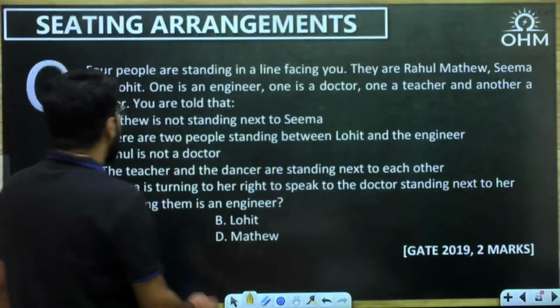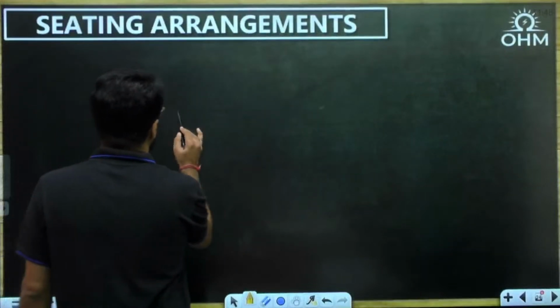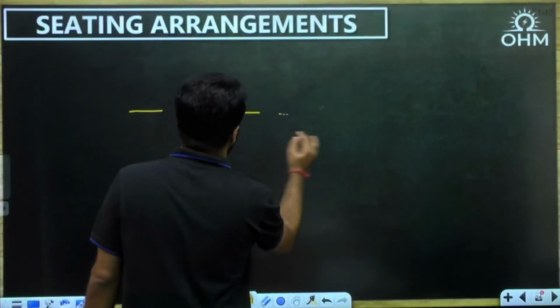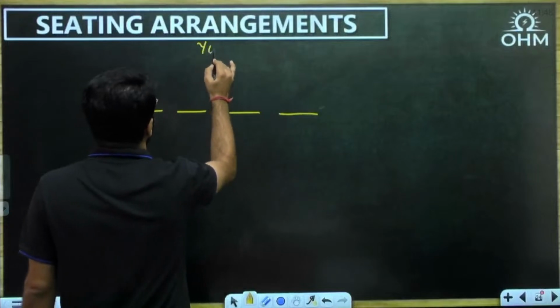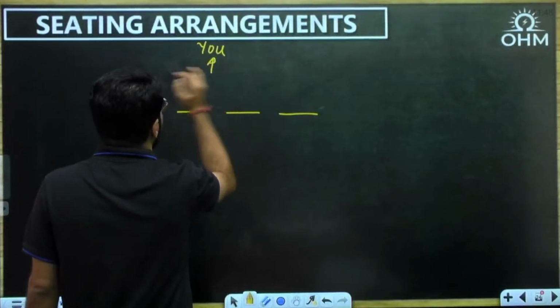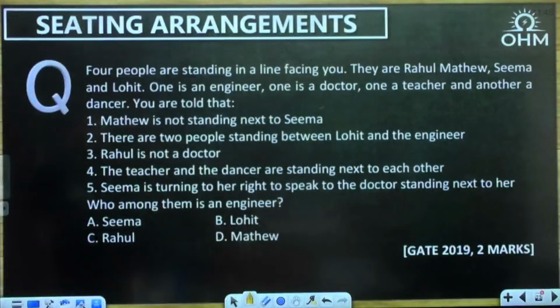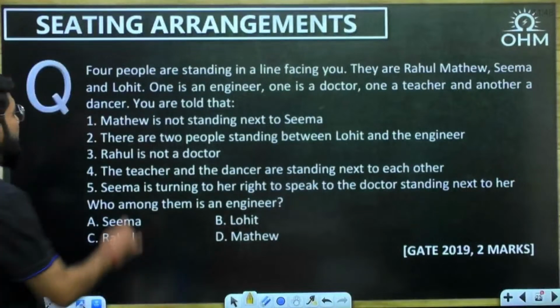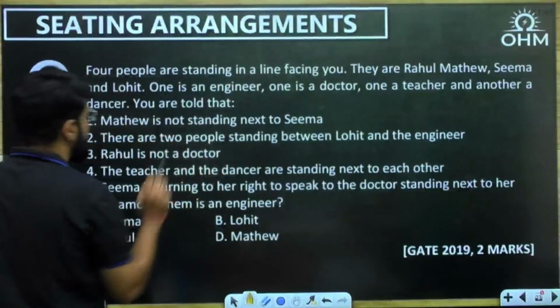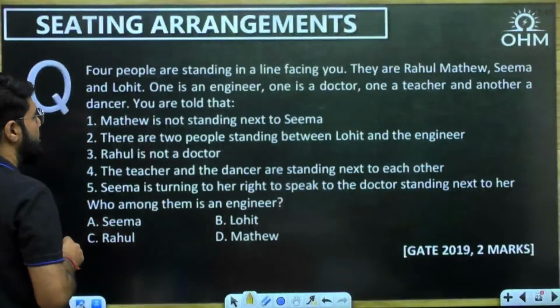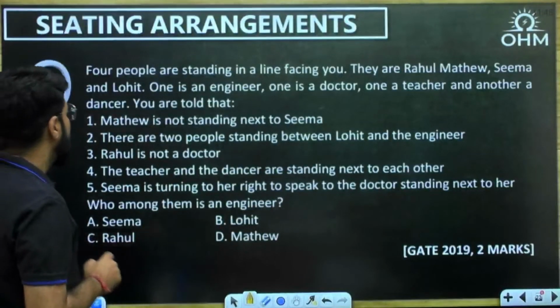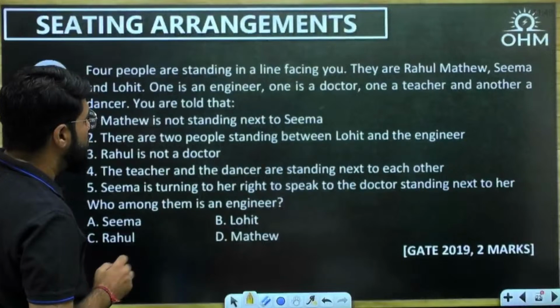So there are four people standing in a line, a linear arrangement again: 1, 2, 3, 4. Facing you. Suppose this is you, so they face this side. They are Rahul, Matthew, Seema and Lohit, and four professions are given. Matthew is not standing next to Seema. Then there are two people standing between Lohit and the engineer.